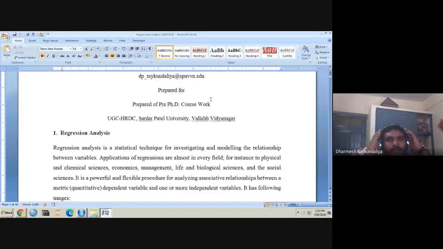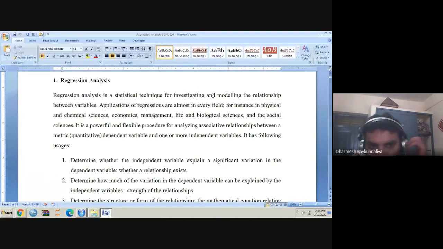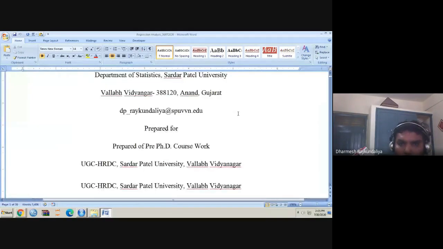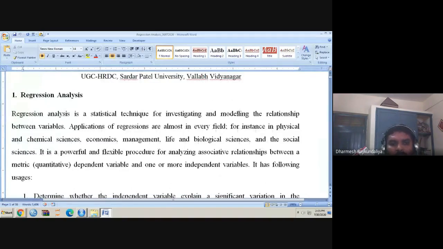Why regression analysis? Regression analysis is a statistical technique for investigating and modeling the relationship between the variables. Whenever you wish to establish the relationship between the variables, we always use the concept of regression.